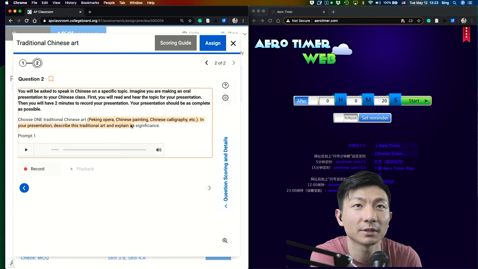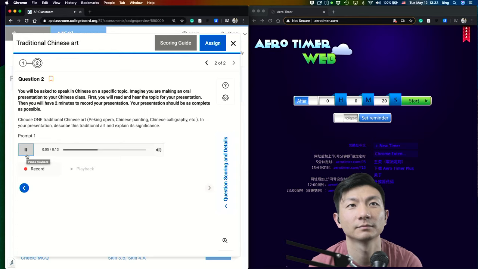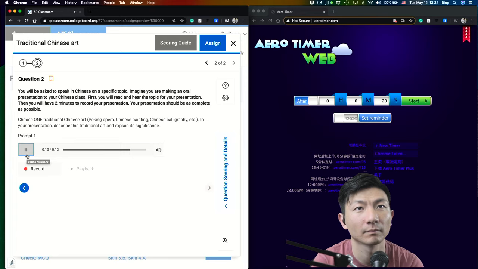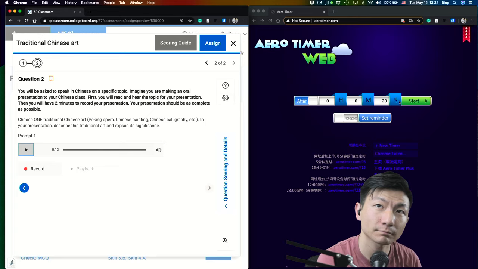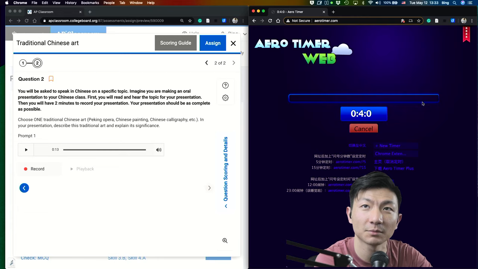All right, let me play that. Choose one traditional Chinese art: Peking opera, Chinese painting, Chinese calligraphy, etc. In your presentation, describe this traditional art and explain its significance. All right, so 4 minutes, prepare. Let's start. You guys can both try to do an outline, and I'm going to do one myself as well.